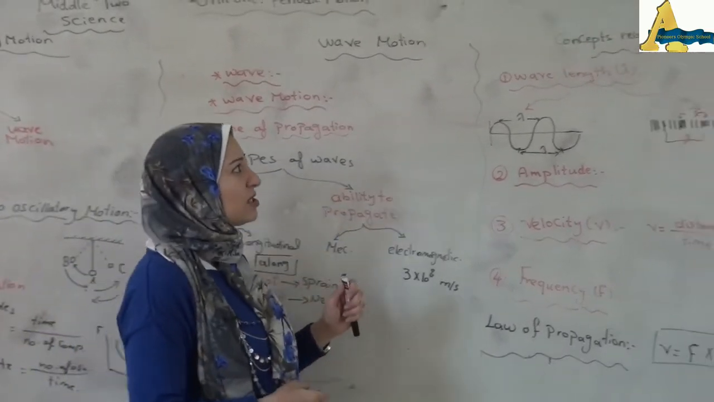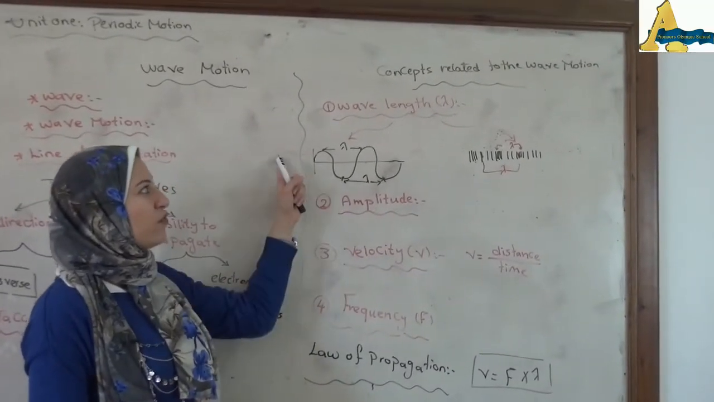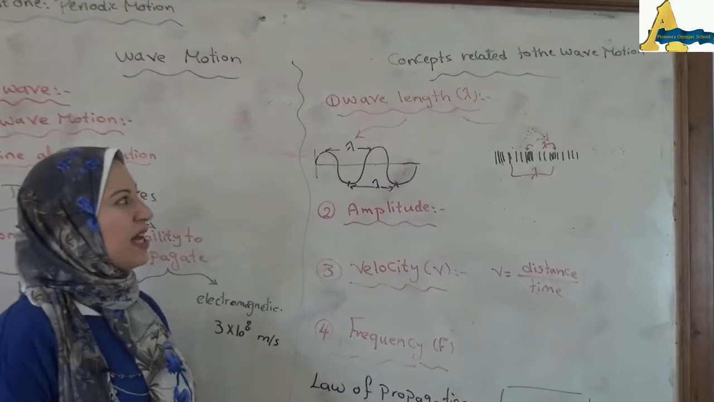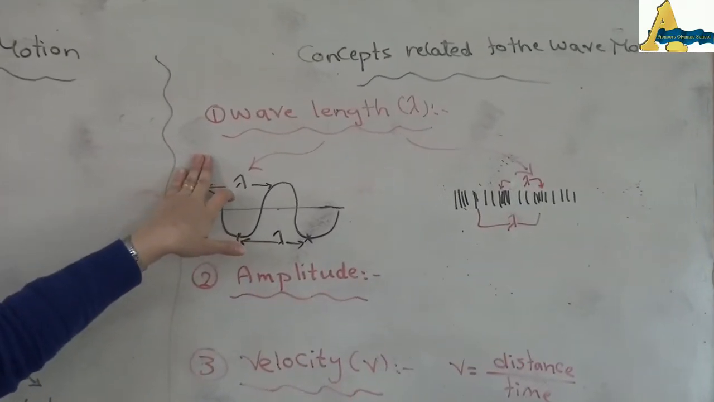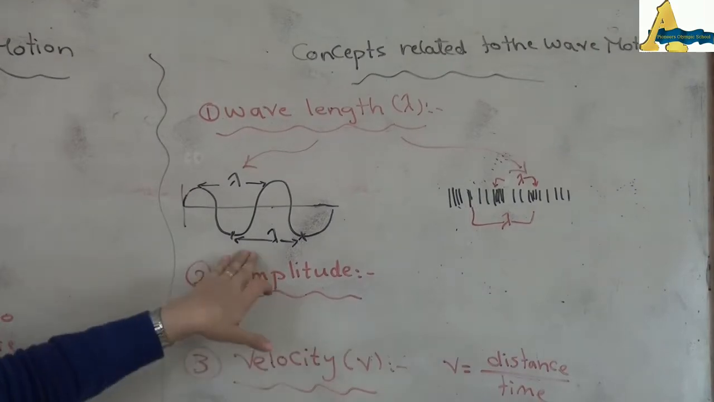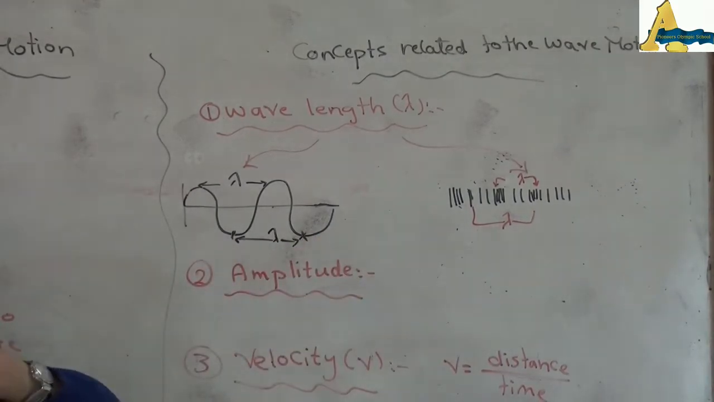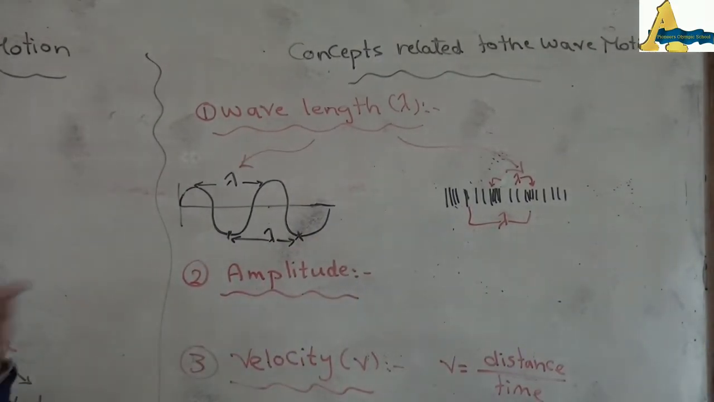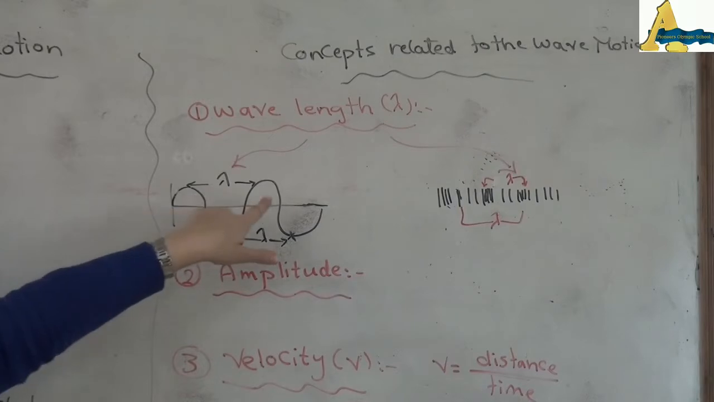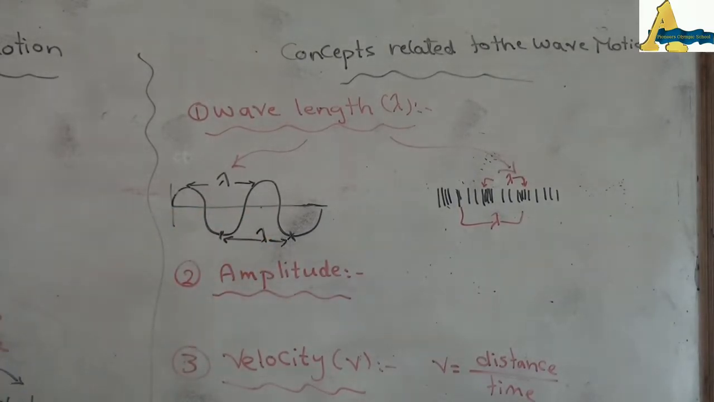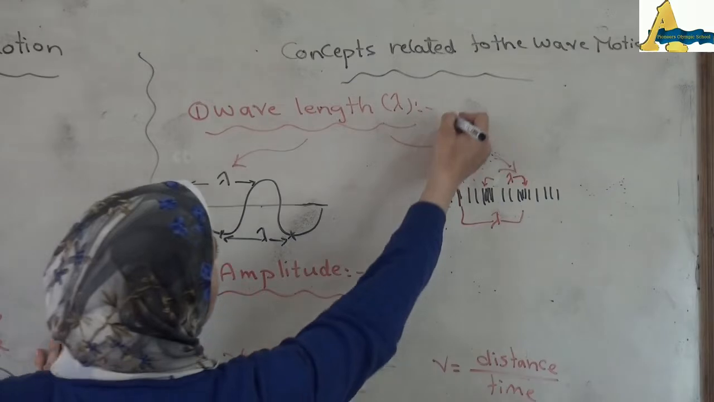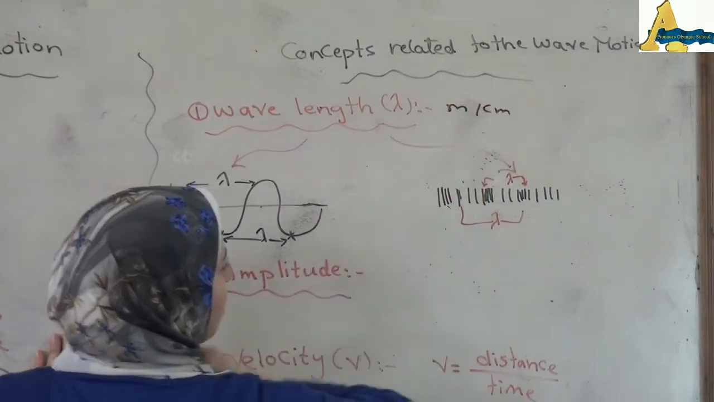Next, we have some concepts related to wave motion, if you would like to compare them with oscillatory motion. The first one is wavelength. Wavelength can be for a transverse wave or for a longitudinal wave. For the transverse wave, it is the distance between 2 successive crests or 2 successive troughs. As it's a length, it's measured in meters or centimeters.